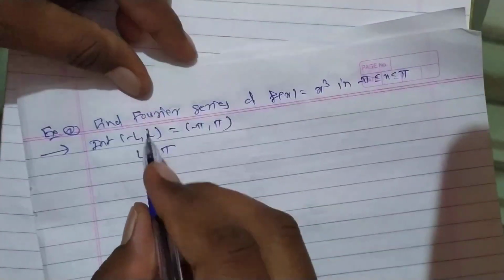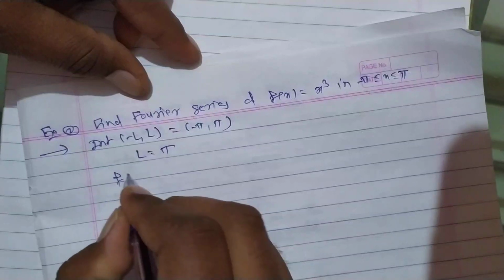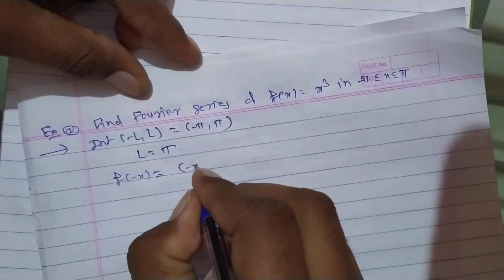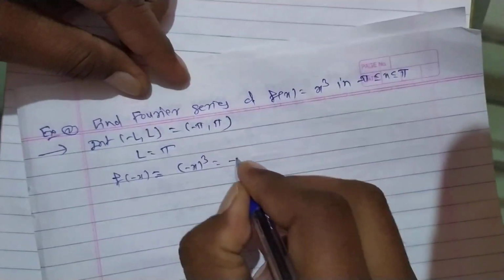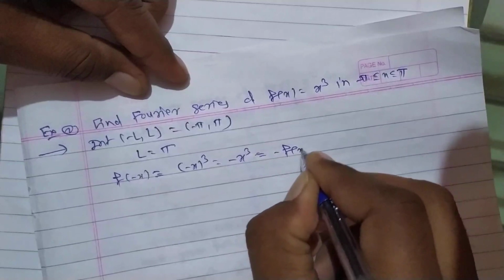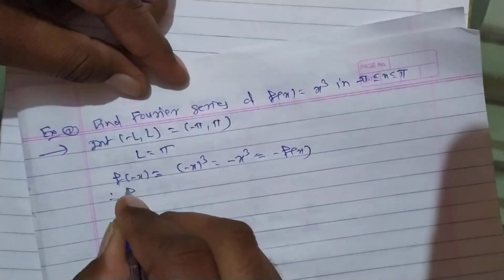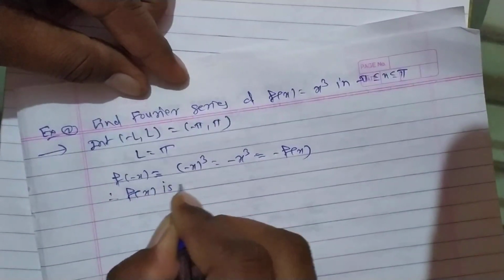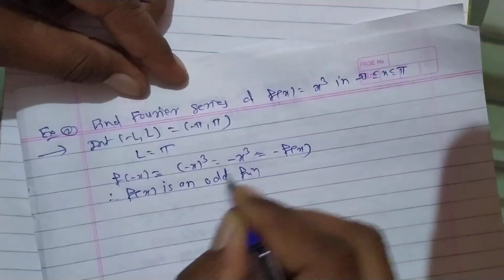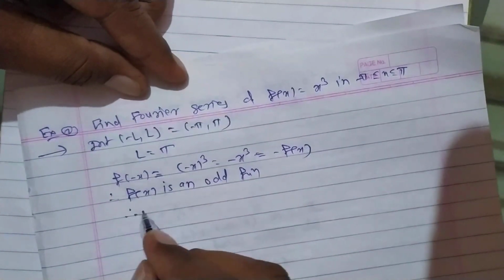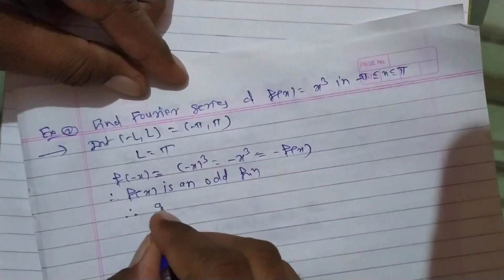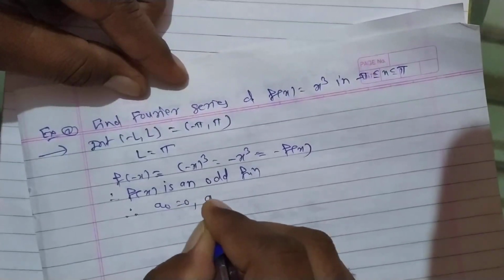Minus L to plus L, we have to check whether the given function is even or odd. How do we check? By putting x equal to minus x. So f of minus x is equal to minus x cube, that is equal to minus f of x, and therefore f of x is an odd function. And if f of x is an odd function, then the value of a0 and an is always 0.